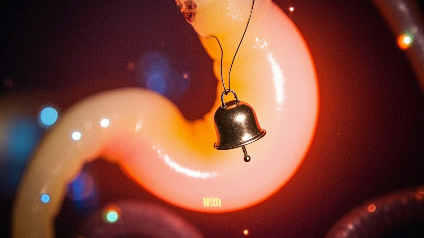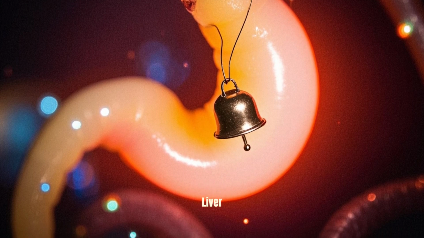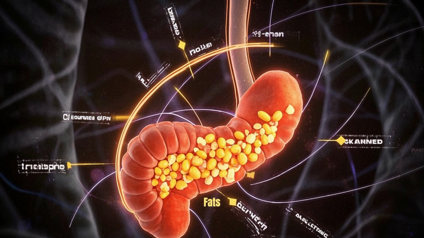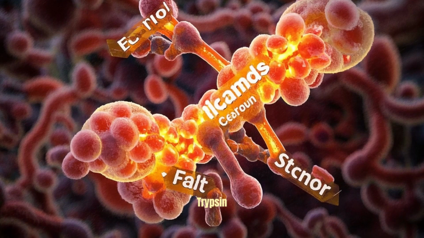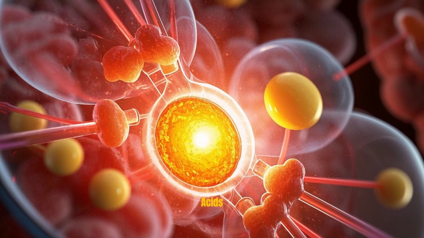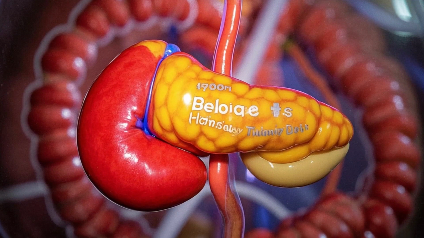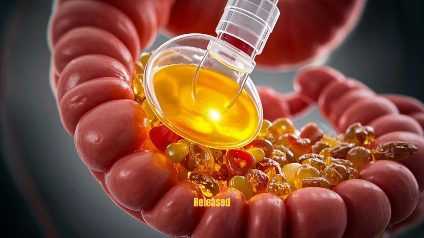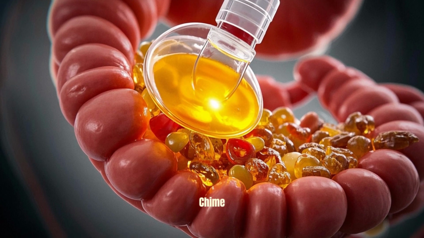Here, the chyme mixes with digestive juices from the pancreas and liver. The pancreas releases enzymes that help break down proteins, fats, and carbs. Then it's released into the duodenum, where it mixes with the chyme.